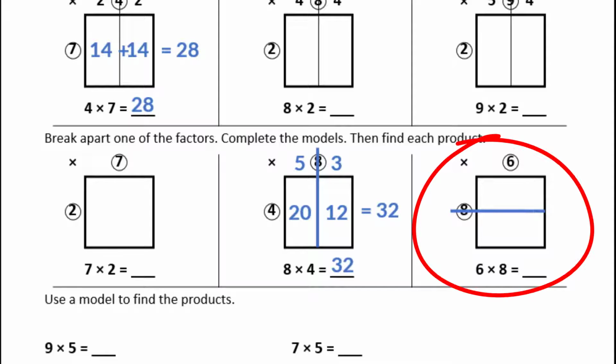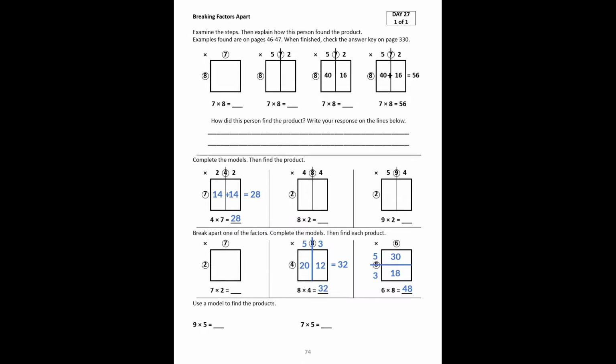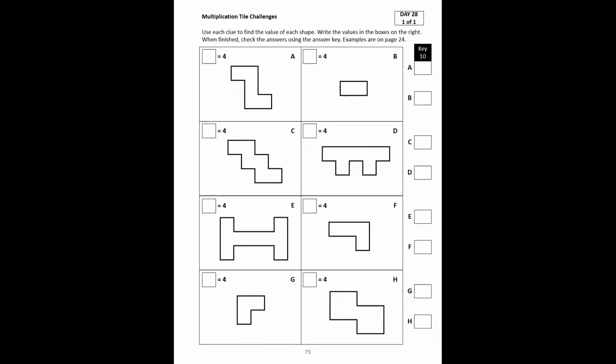Every one of these is encouraging students to use their number sense to break numbers apart usefully in such a way that they can form partial products that will be useful in determining the full product. Here are just a few examples. Again, there's only one page on day 7 so that students can slow down, think deeply, and carefully consider multiplication.